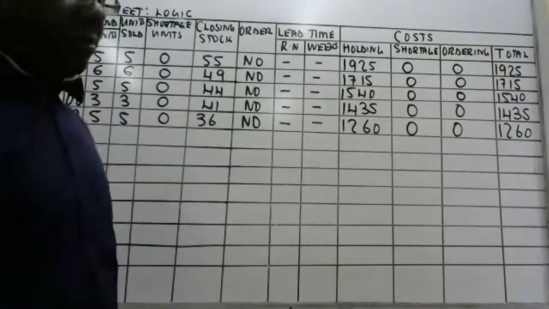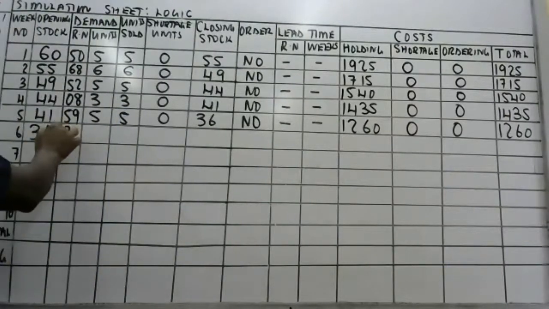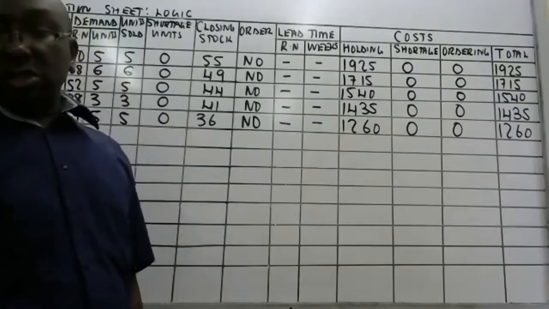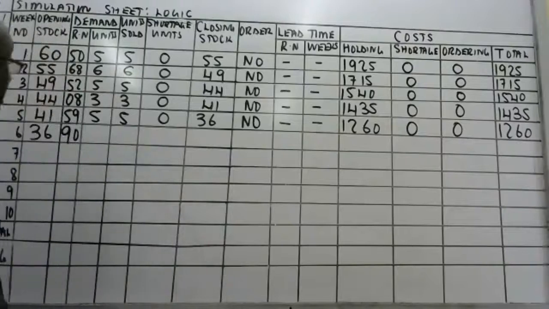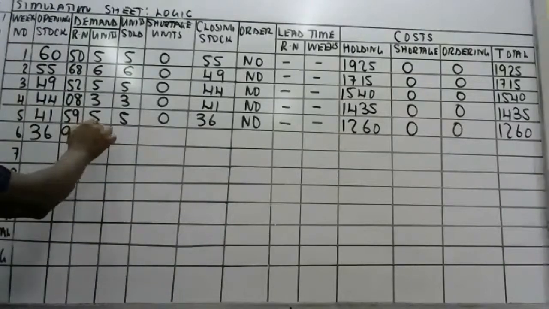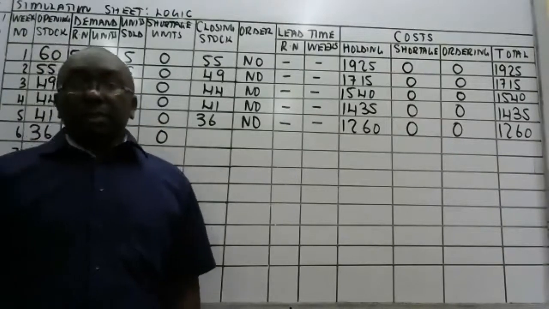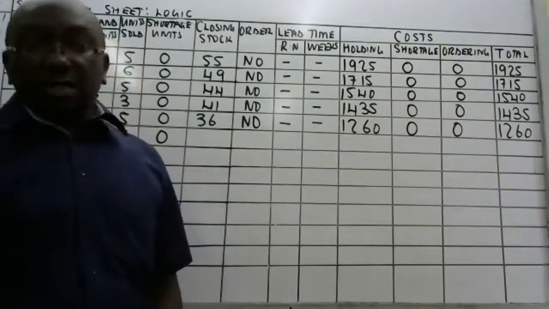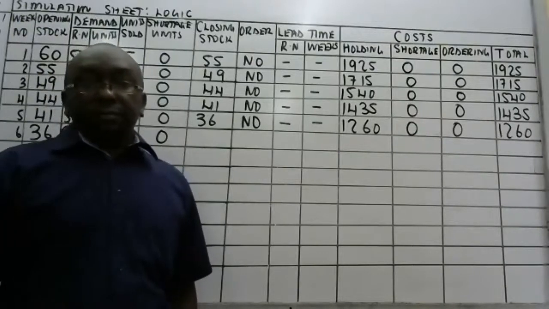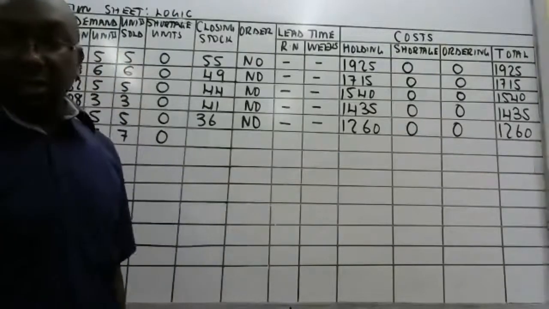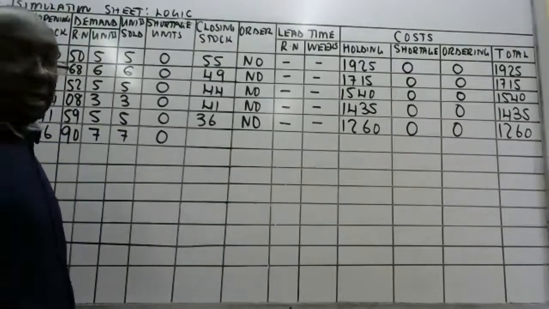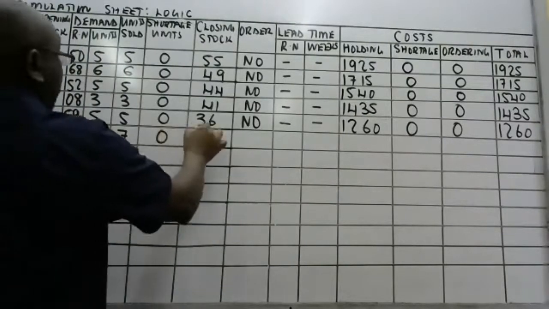The next random number is 90. So 90 gives us how many units? Yeah, I can see 7. The units sold will also be 7. No one will miss. So what will be the closing stock? Good. I can see 29 coming very fast.